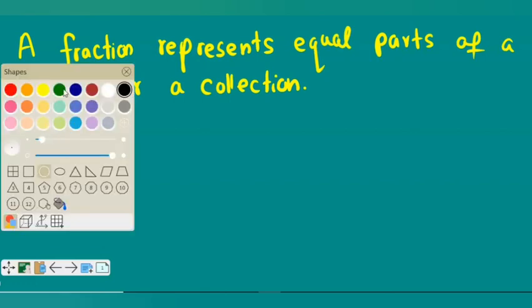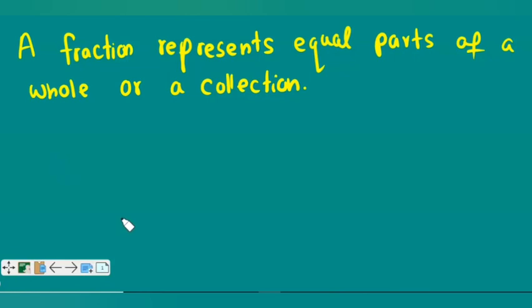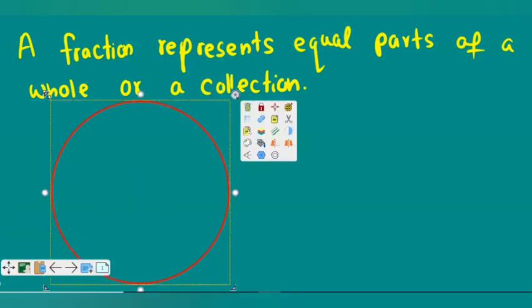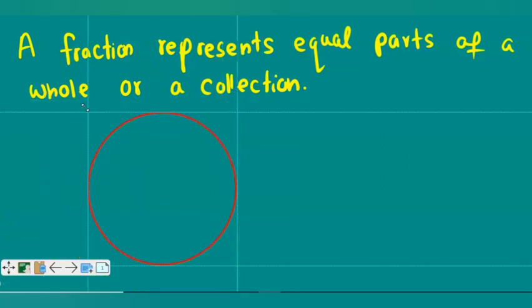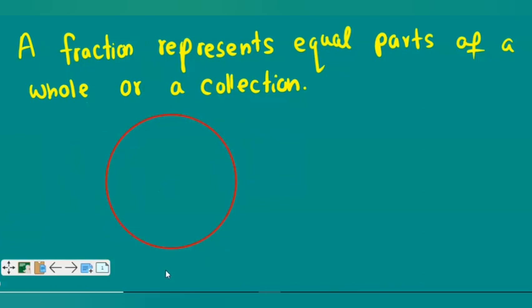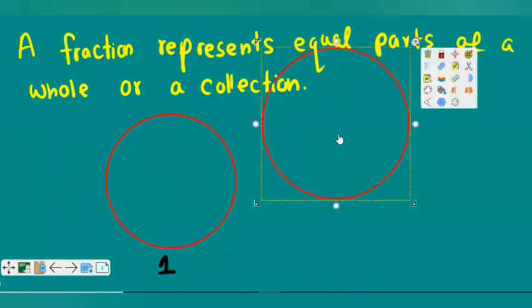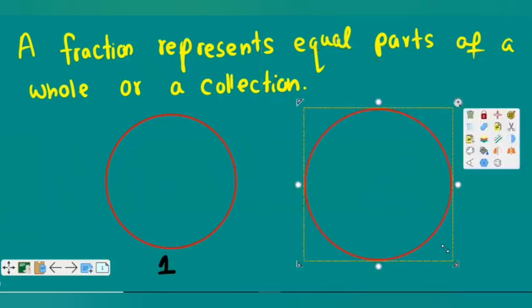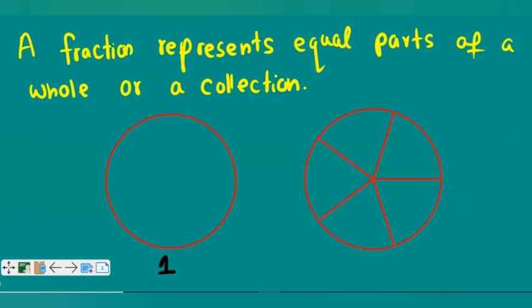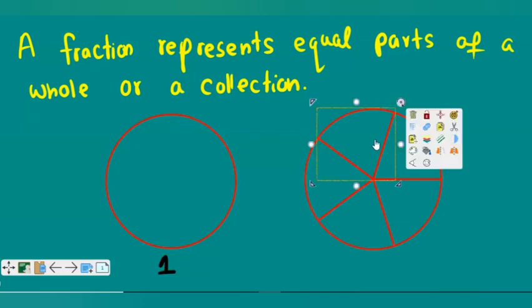there is one whole pizza. Then if it is divided into equal parts, if I divide into equal parts, you can see my screen now.